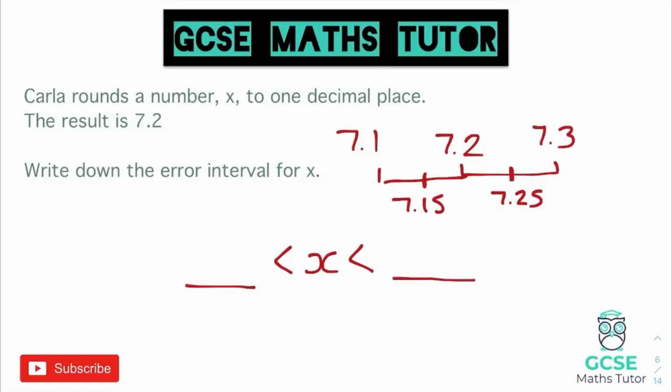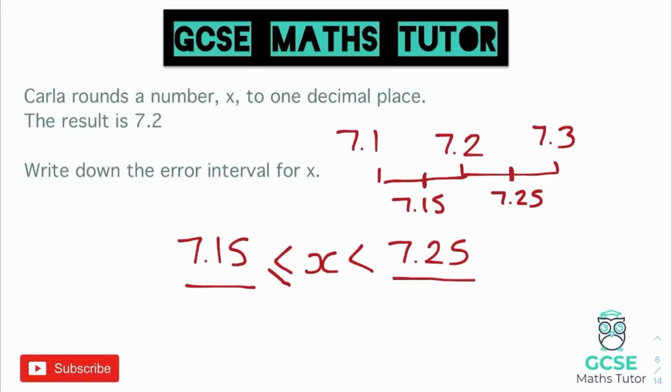So 7.15 is the smallest that the number could have been, and 7.25 is the largest the number could have been. Now we've got to think about this a little bit carefully, because 7.15 would in fact round to 7.2. So on the inequality symbol we can put a little equal to symbol as well, because it can actually be equal to 7.15. Well, that's not the case for 7.25, because 7.25 to one decimal place would actually round to 7.3.